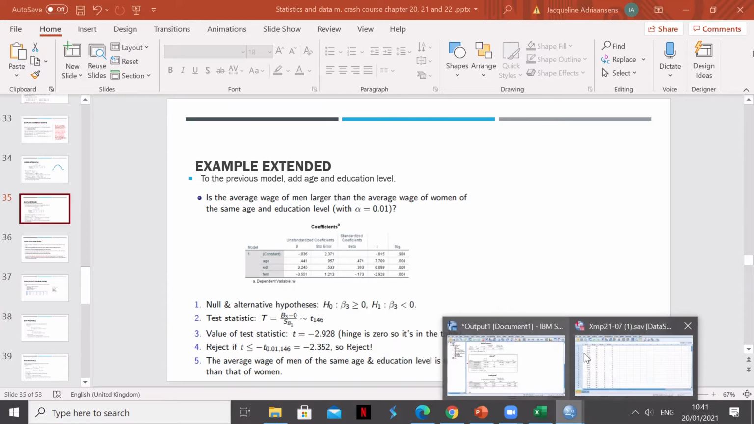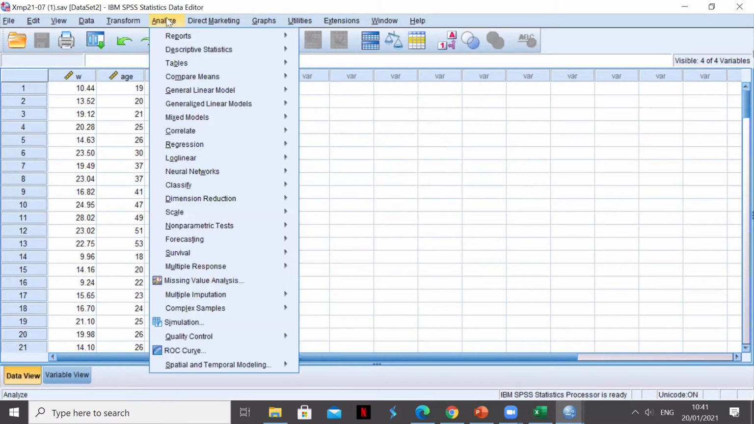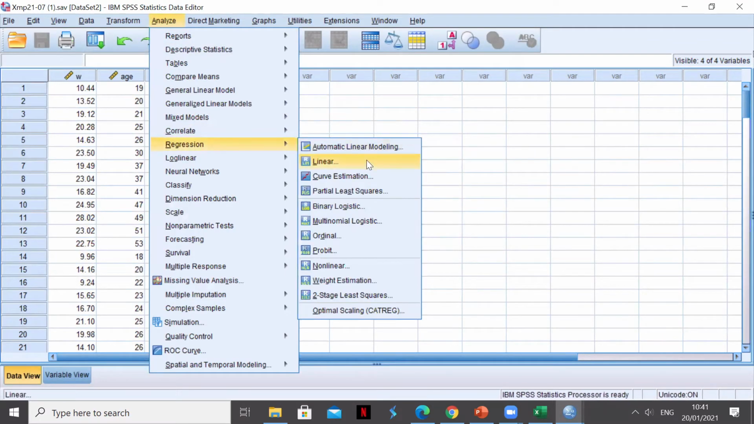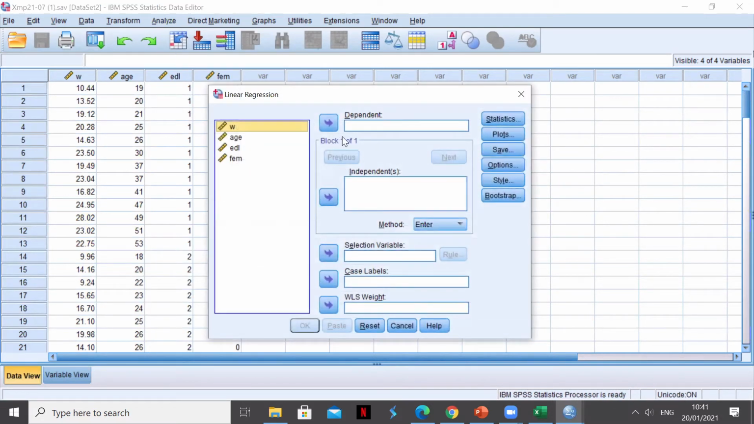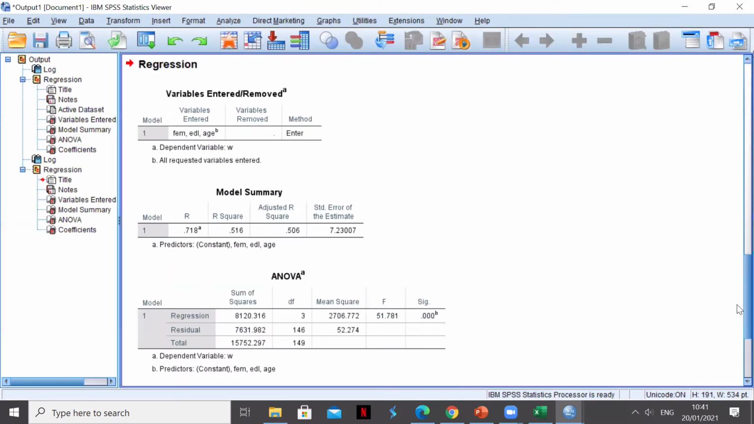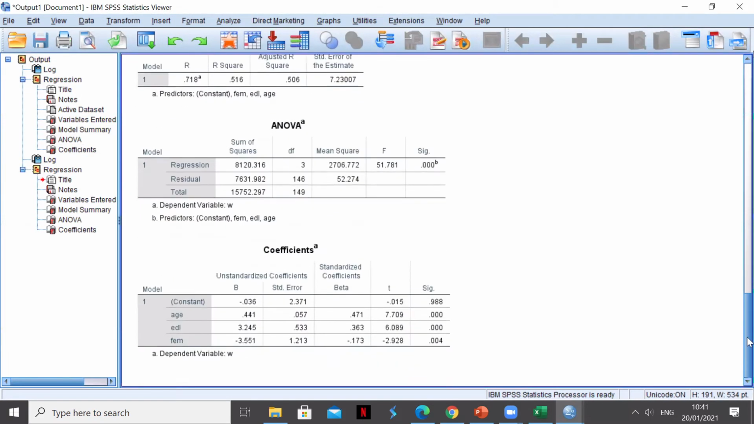So let's do that in SPSS. We go to Analyze, Regression and Linear. You put wage in the dependent variable, and you click age, education level, and fem, and add them to the independents. You click OK to make the model. So here we have our model.